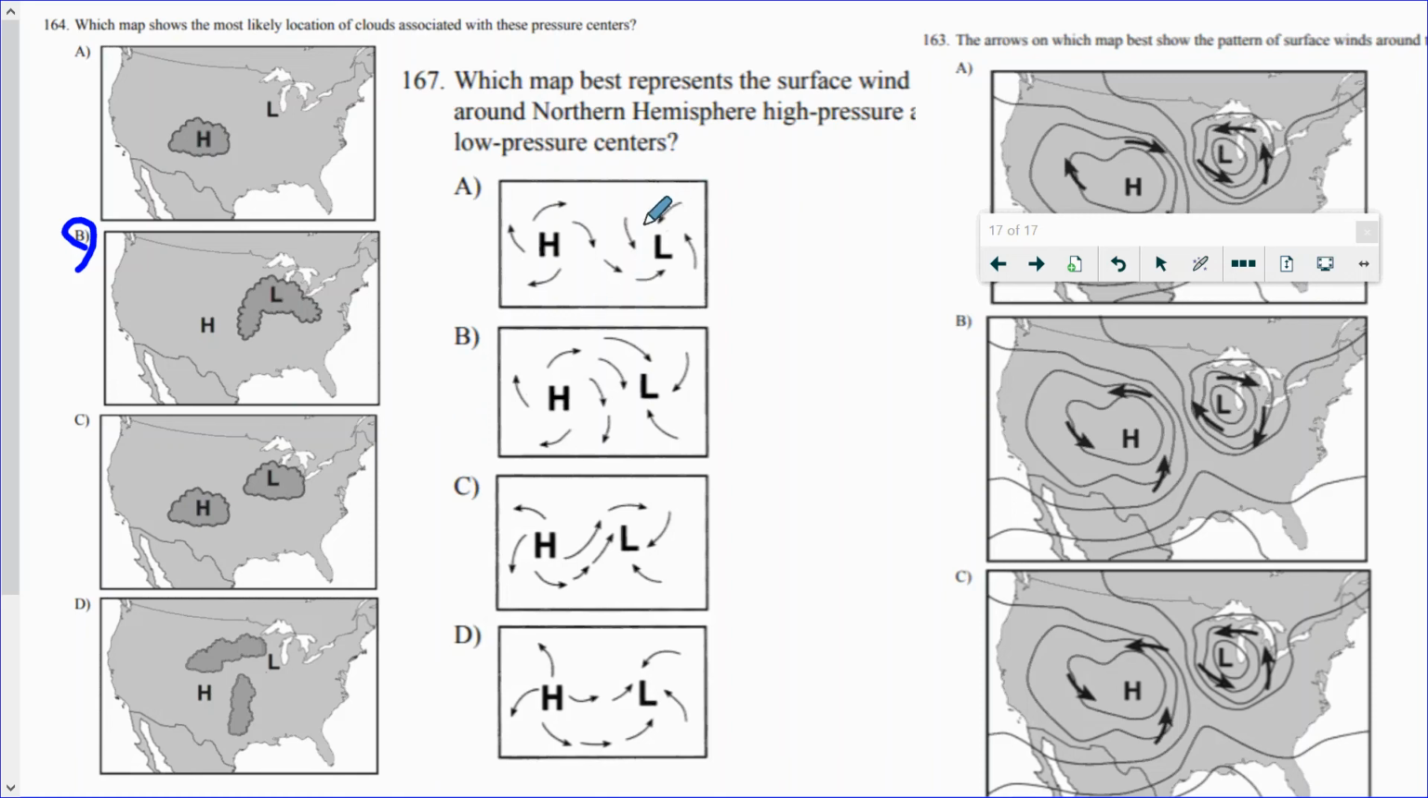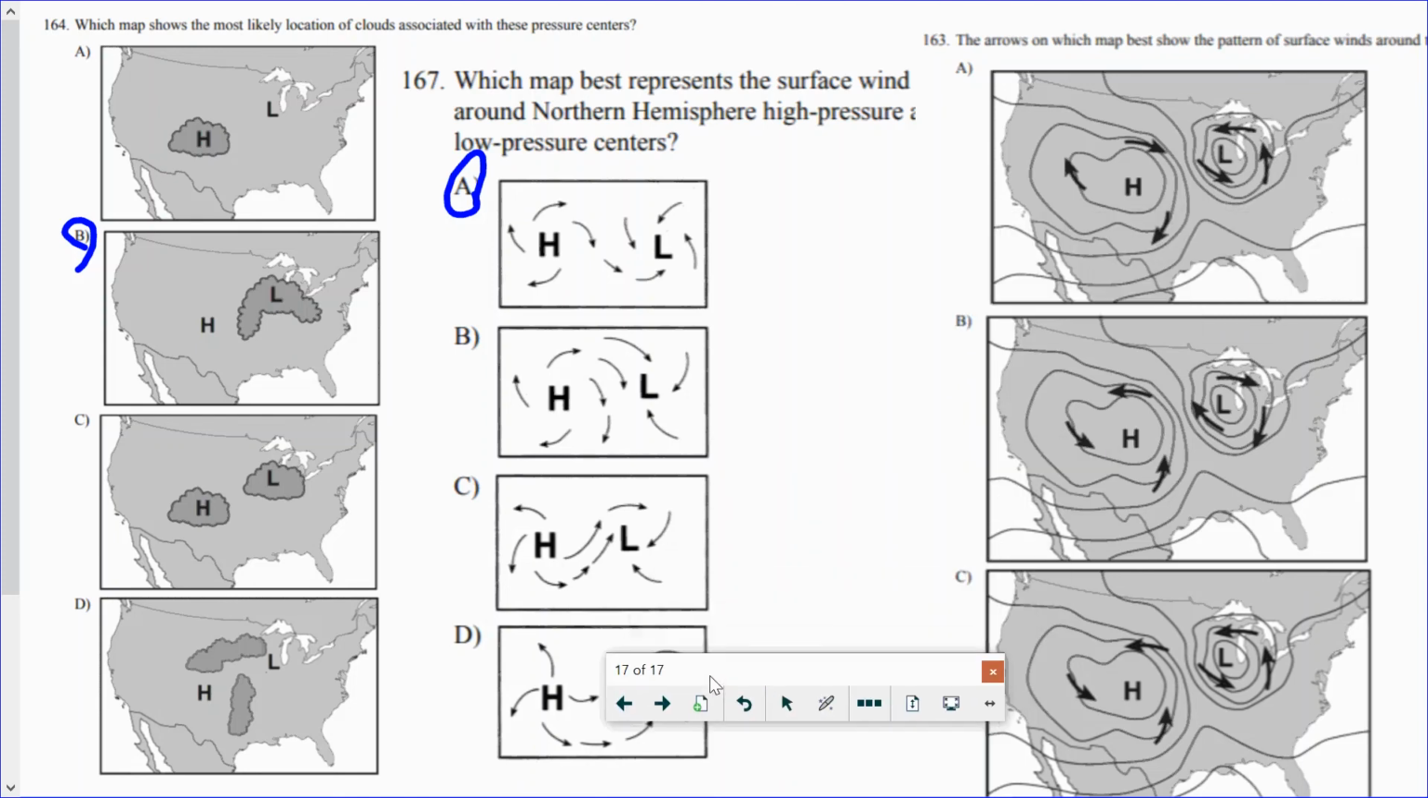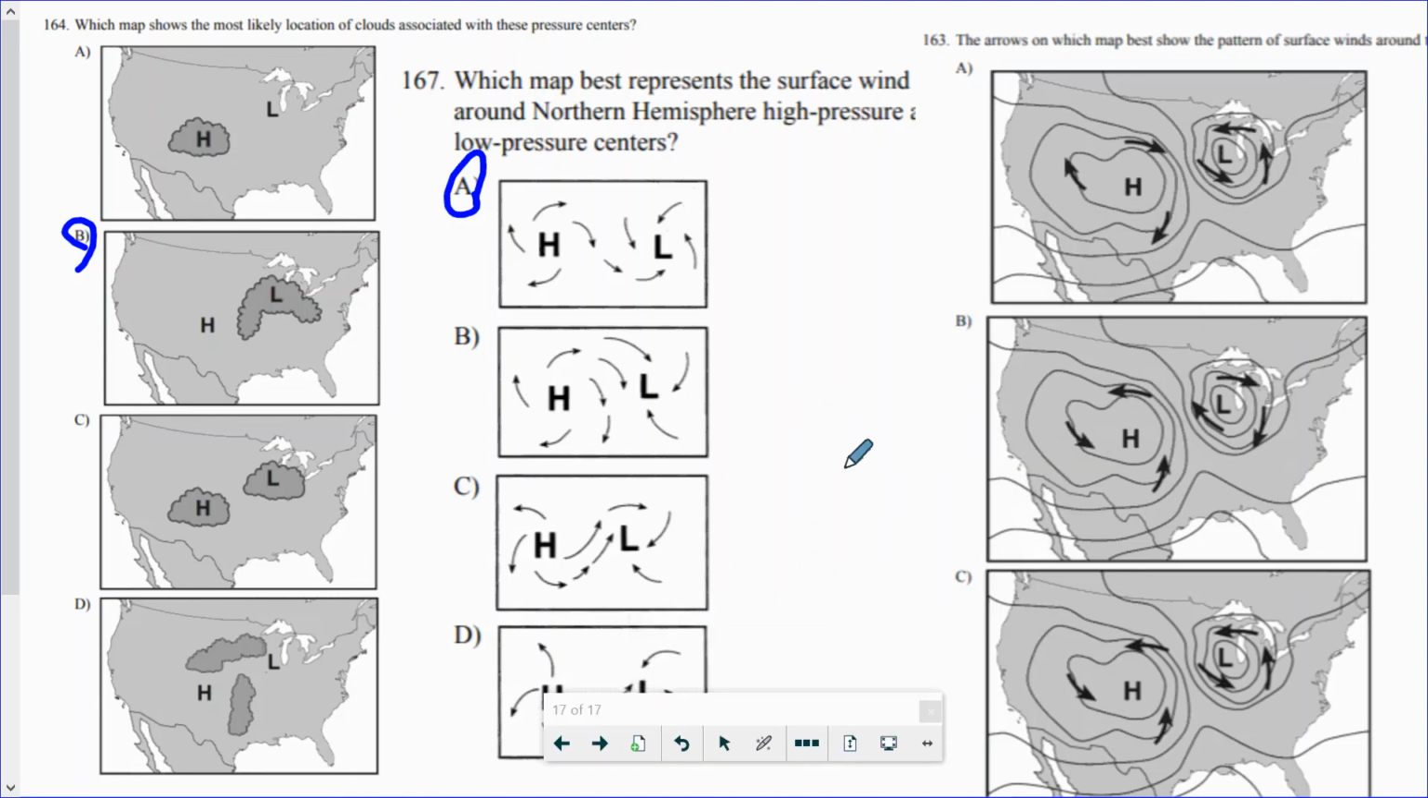The way that it circulates, the first thing I do is look for going around a low that way. Wind blows from highs to lows, so it's blowing this way and in, and then the opposite and out. So that would be there. Arrows on the map show that same wind pattern. Which one is showing that? This way, and then the opposite for here, away from the high, so it would be choice A.